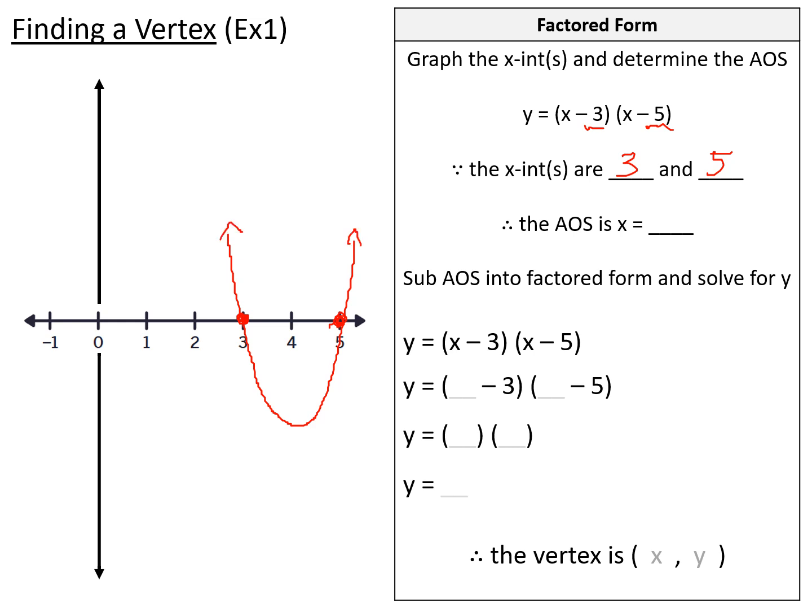Since parabolas are symmetrical, we know the axis of symmetry is going to be right directly in between the two x-intercepts, which would make it x equals 4. Now that we know where the axis of symmetry is, you can kind of guess as to what the coordinates of the vertex are. It's going to be 4 and some unknown.